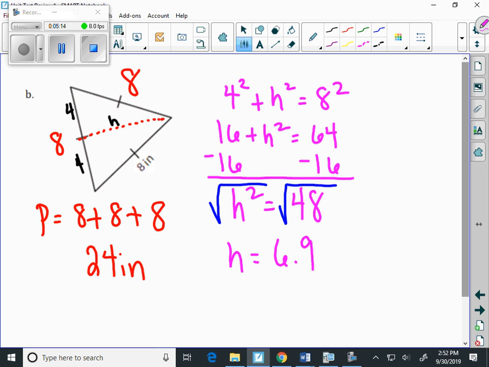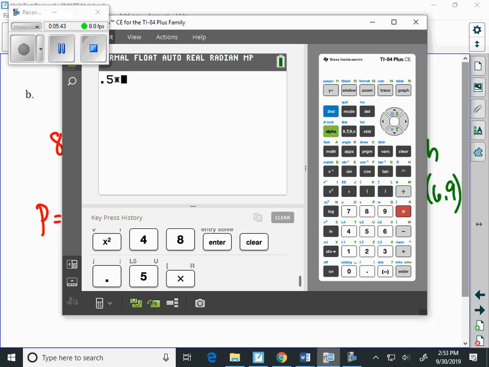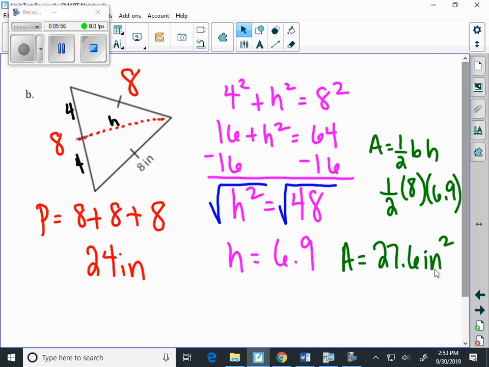And now that we know the height of the triangle, we can also figure out what the area of the triangle is. And our area of the triangle is 1/2 times the base times the height. So this is going to be 1/2 times 8, the whole base, times 6.9. And we can type that in. 1/2, once again, I'm going to type in as 0.5 times 8 times 6.9. And we get 27.6 inches squared, and that's our area here, whereas this 24 was our perimeter.